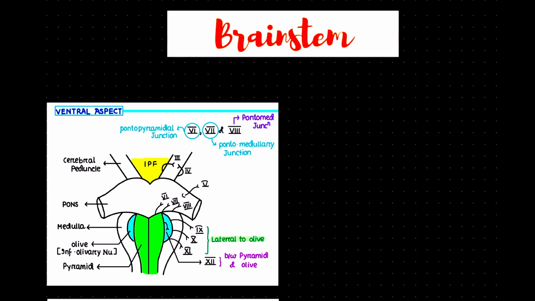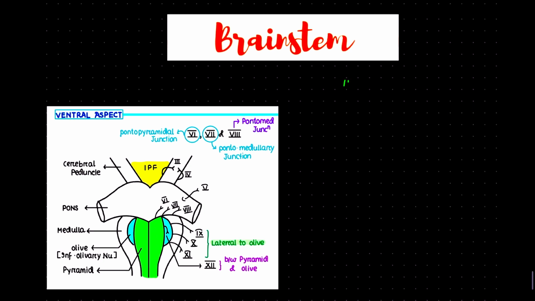Now, the first thing I would like to add is about cranial nerves. There are altogether 12 pairs of cranial nerves. Out of these 12 pairs, the first and second come from the forebrain, and the remaining, from 3 to 12, originate from our brainstem.